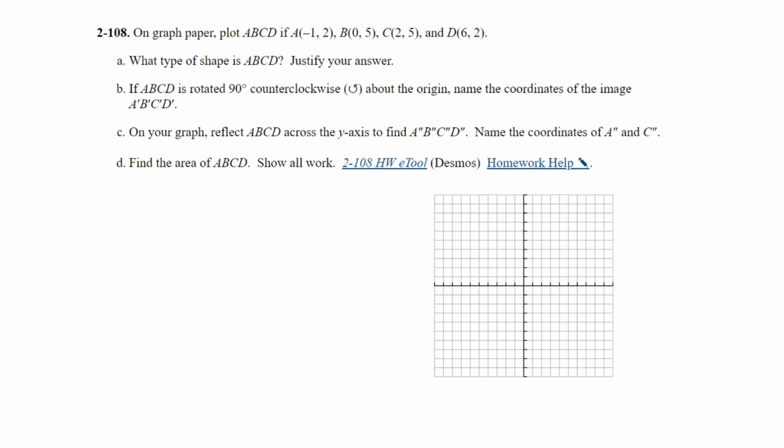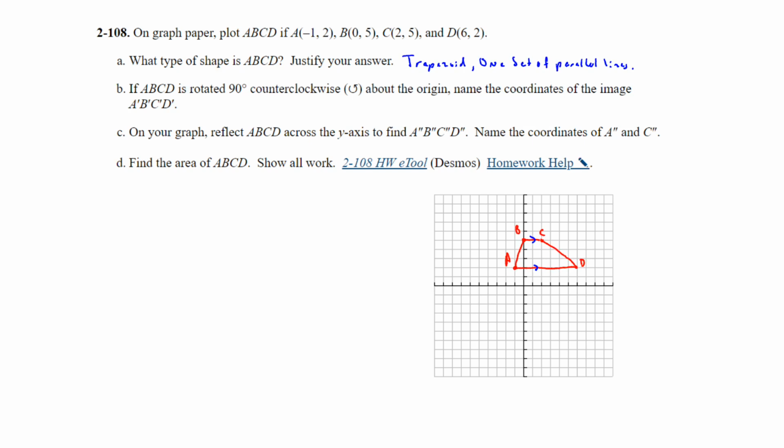Question 108. On graph paper, plot A, B, C, D, and then what type of shape is it and justify your answer. So I'm going to go ahead and plot the 4 points, and then we'll take a look and see what shape it is. So after plotting the points, we see that it is a trapezoid. There's one set of parallel lines here and here, and so we do know it's a trapezoid. And make sure you justify your reasoning, one set of parallel lines.